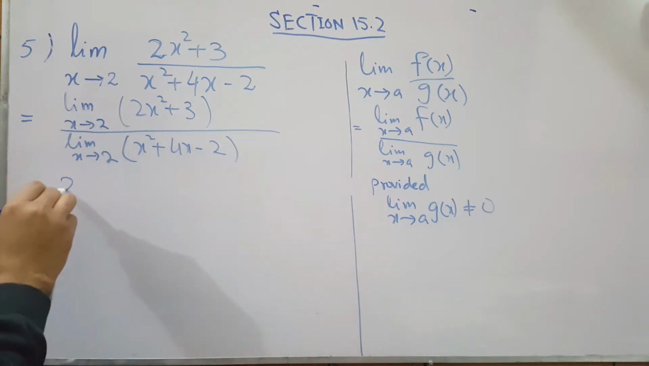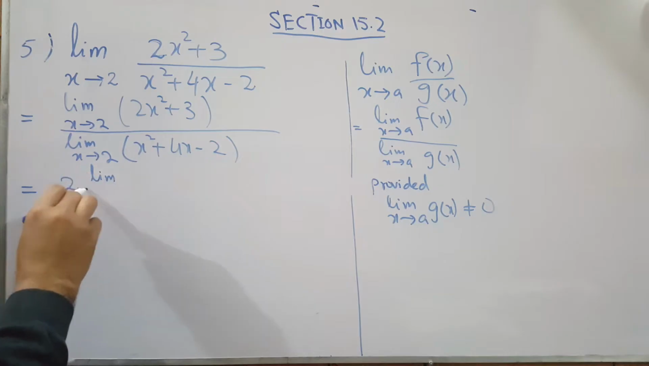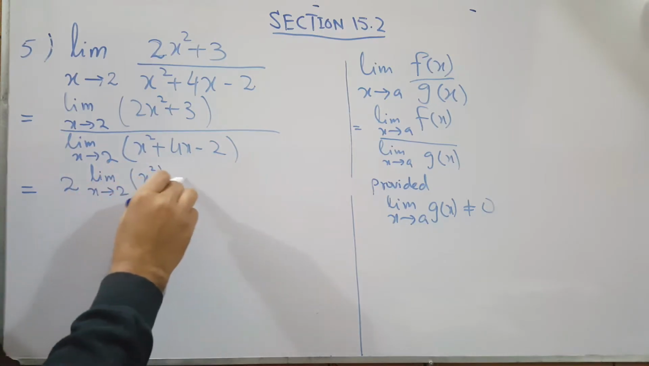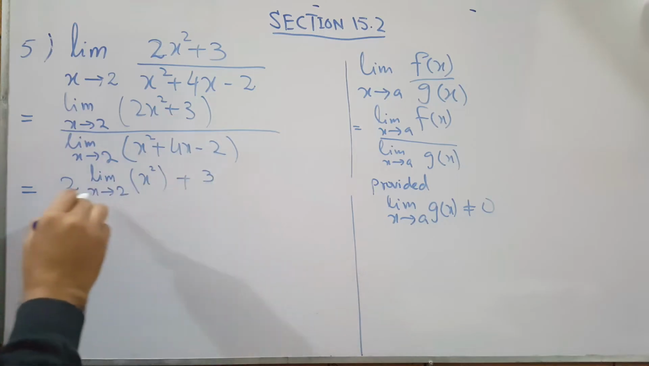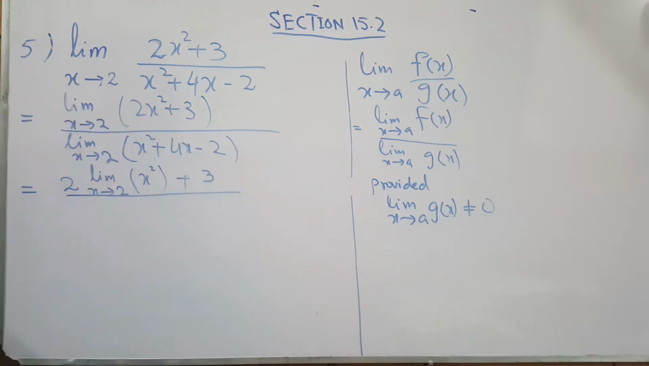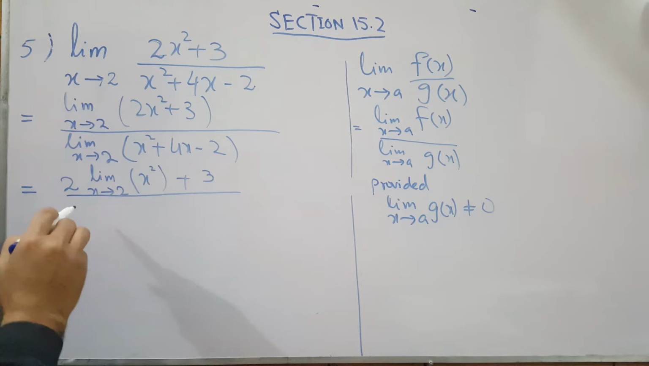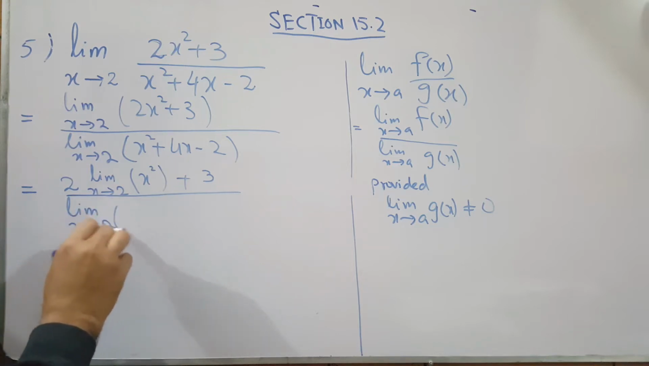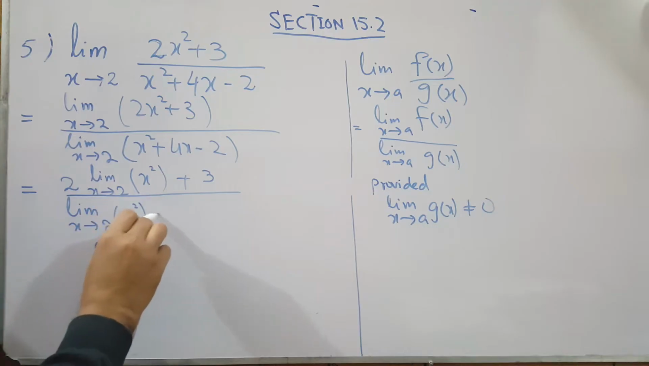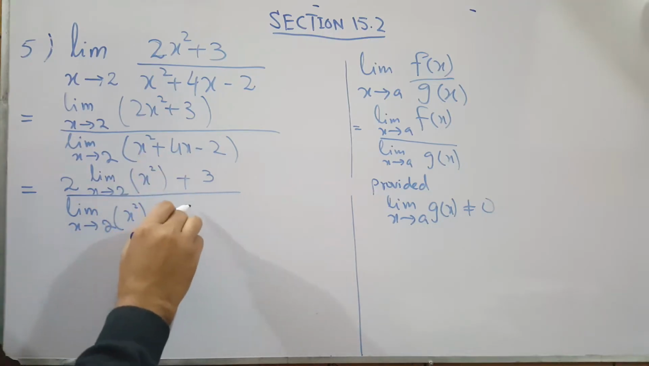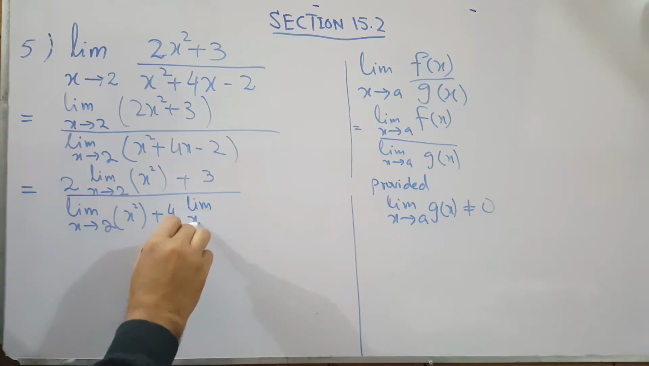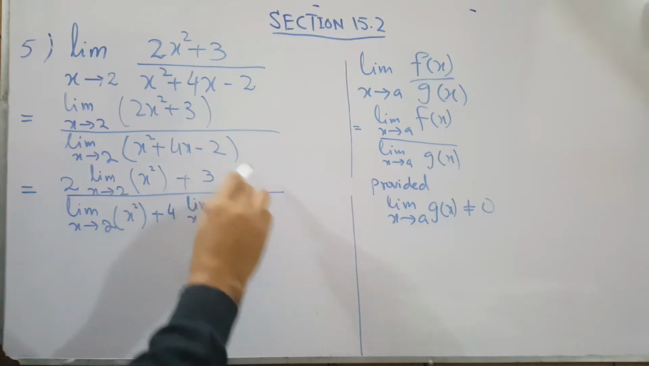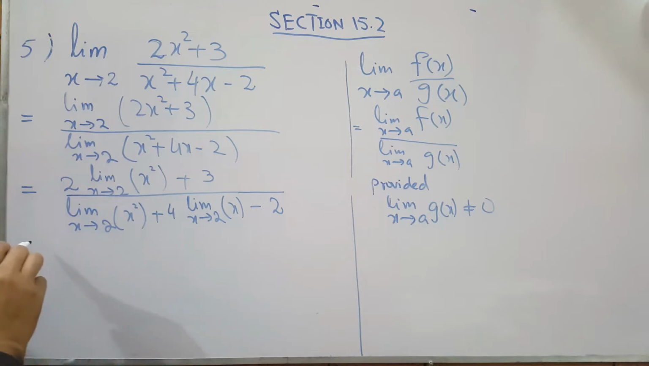Again, I'm using a little shortcut. And 3, since it's a constant, the limit applies and gives you the same constant. Now x approaches 2 on the x squared, plus since 4 is a constant, we take out the constant, and minus 2 is a constant, so it gives you the same constant.